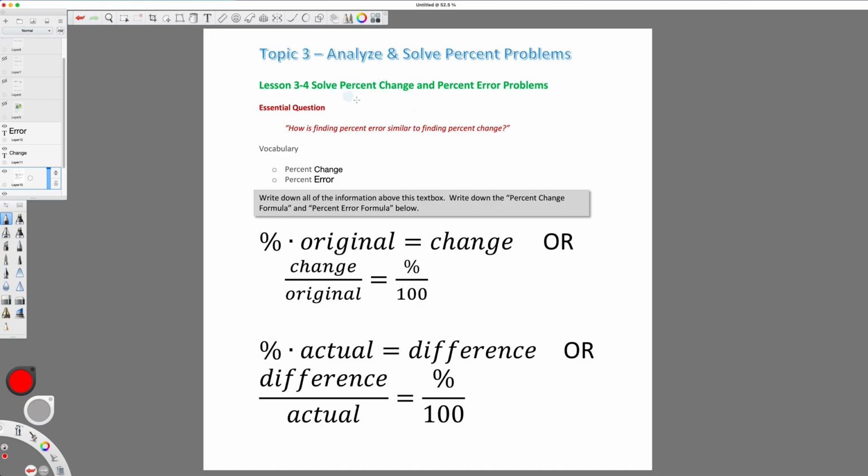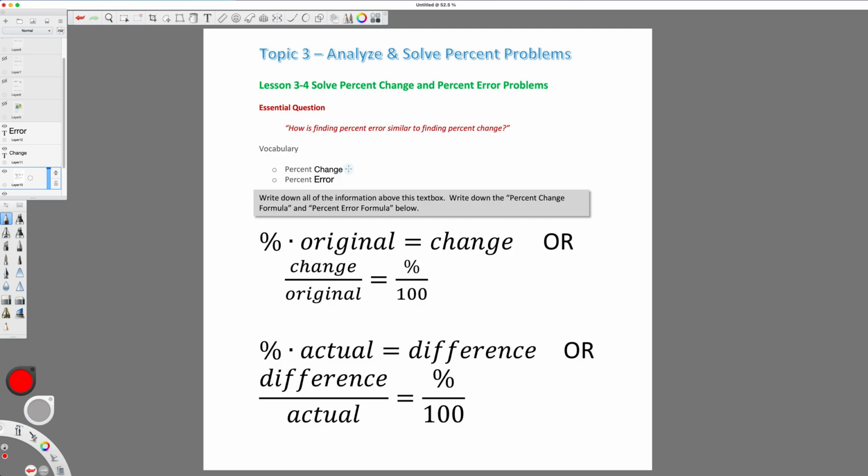And sometimes it'll ask for the percent increase or the percent decrease. And all that is if the change is an upward change. If something goes up, then that's a percent increase. And if something goes down, it's a percent decrease. But they're both percent changes.